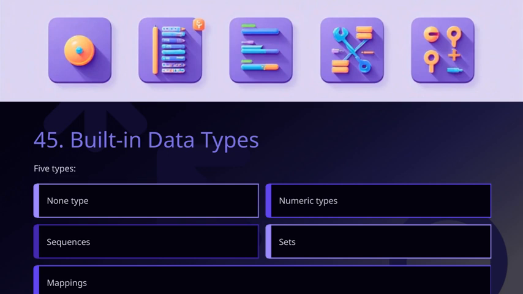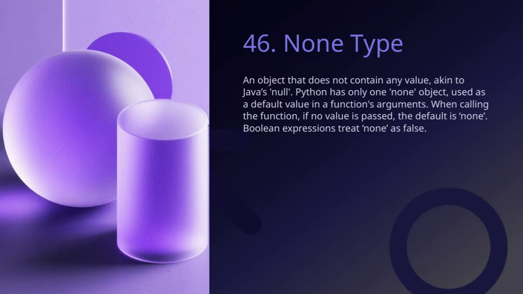Let's talk about objects that don't hold any value, similar to Java's null. In Python, we have a single object called None. It's used mainly as a default value in function arguments. So when you define a function and don't pass a specific value, Python assigns None by default. And an important point to remember is that in Boolean contexts, None is treated as False. This makes None a very useful placeholder when you need to indicate the absence of a value, and it plays a key role in controlling flow and logic in your programs.